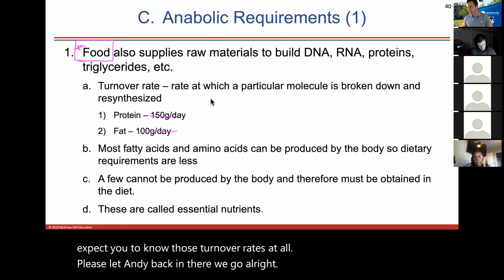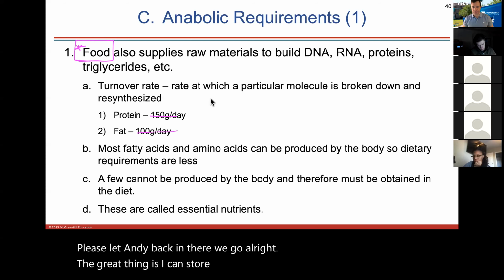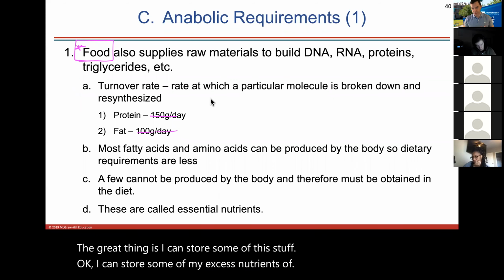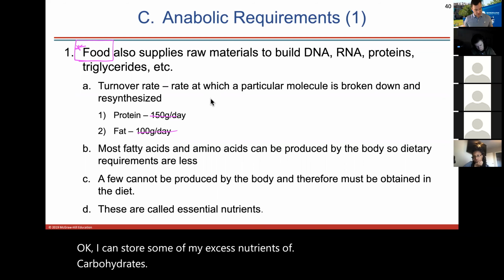The great thing is I can store some of this stuff. Okay. I can store some of my excess nutrients of carbohydrates. I can store some of my excess nutrients of fats.